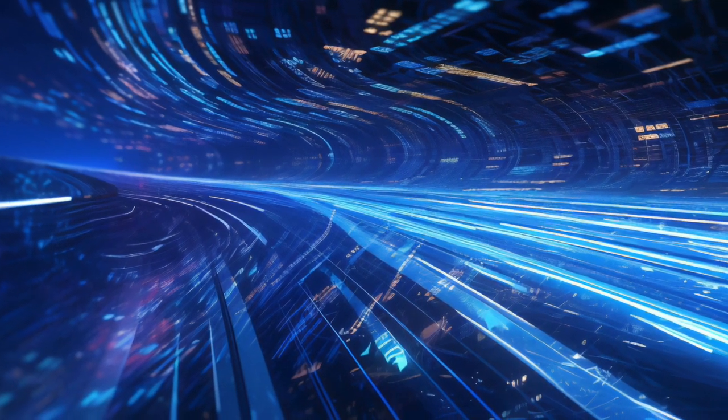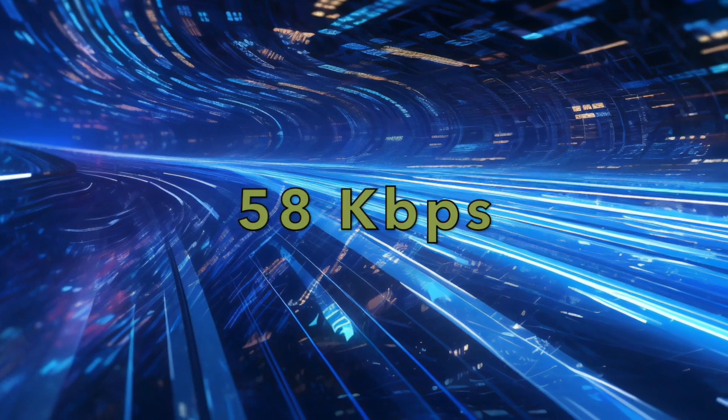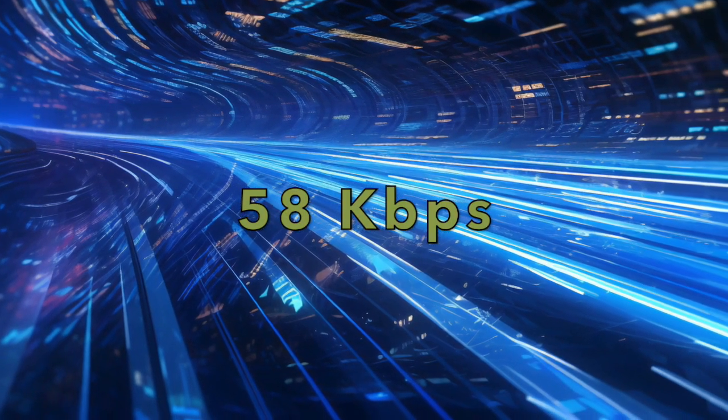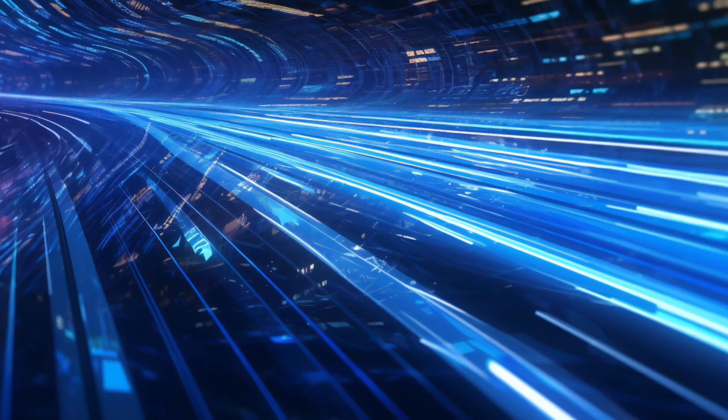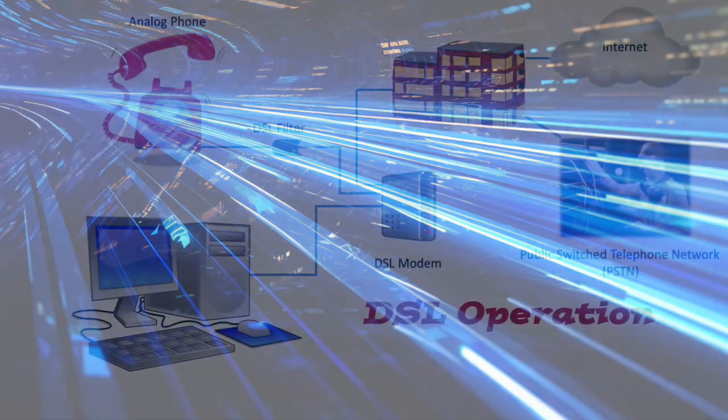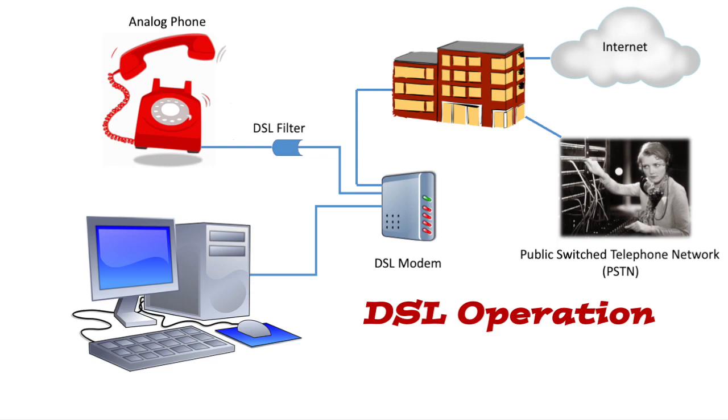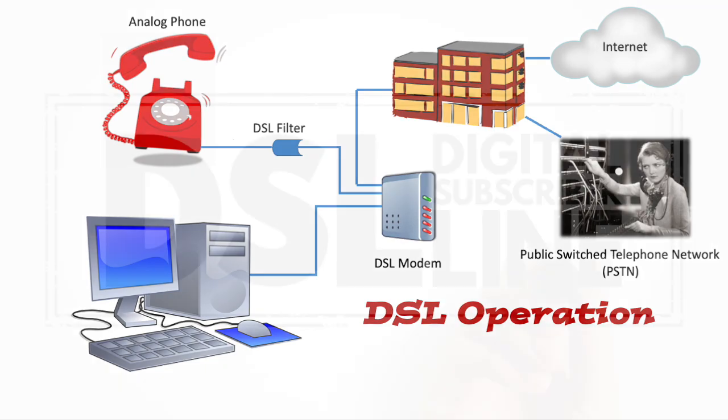Transmission rates with this technology topped out at 58 kilobits per second, kbps. As content size increased, faster transmission alternatives needed to be developed. Digital subscriber lines, DSL technology, was developed to allow for faster, dedicated digital data transmission over existing phone lines.